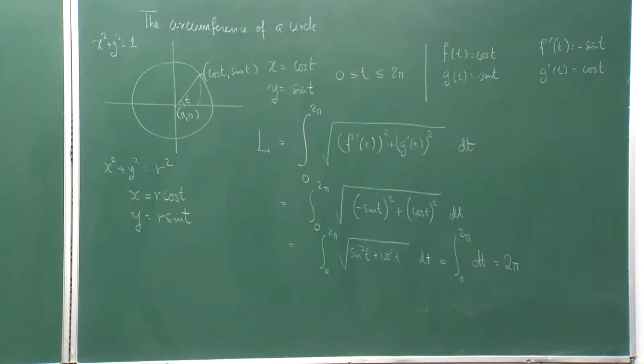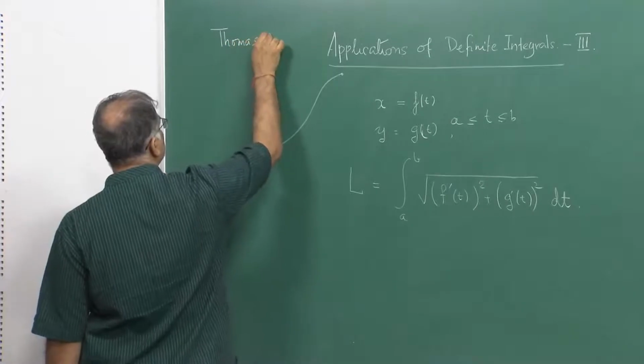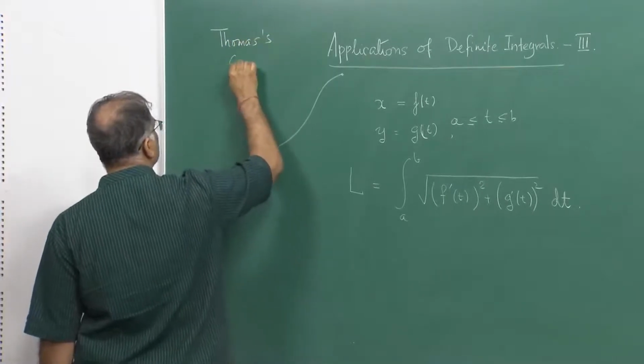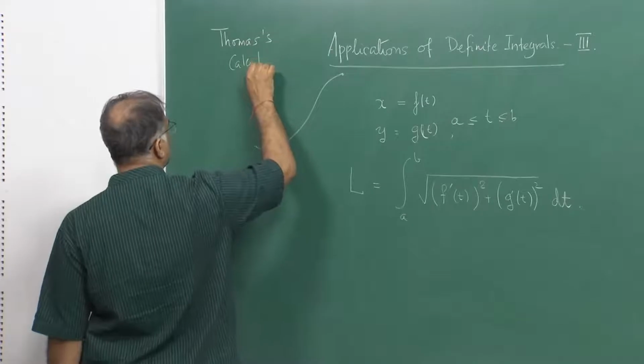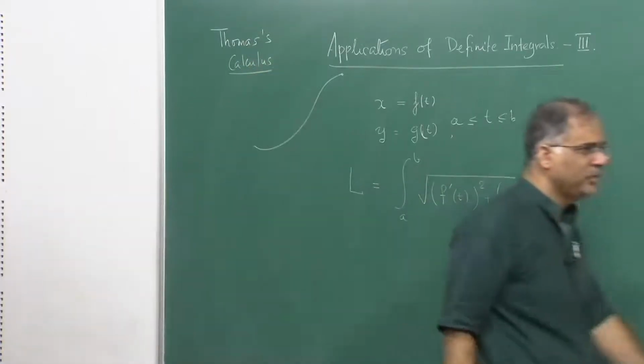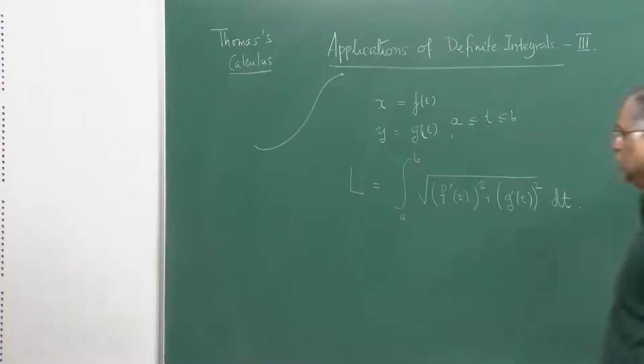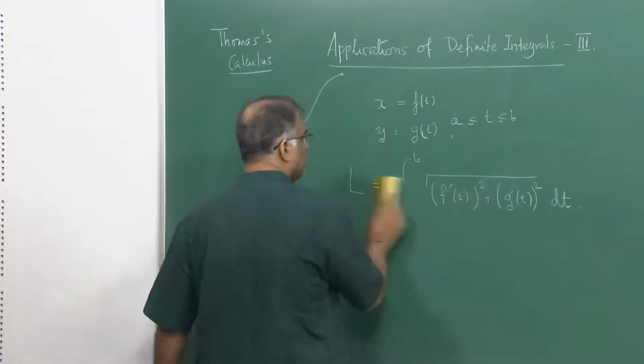I just want to again reassert that we are using Thomas's calculus. G.B. Thomas was a very famous teaching professor at the Massachusetts Institute of Technology in the US, and he was so famous because of his text that when he died, his death was announced on the first page of the New York Times. So, you see a great teacher also has a great value to a society.